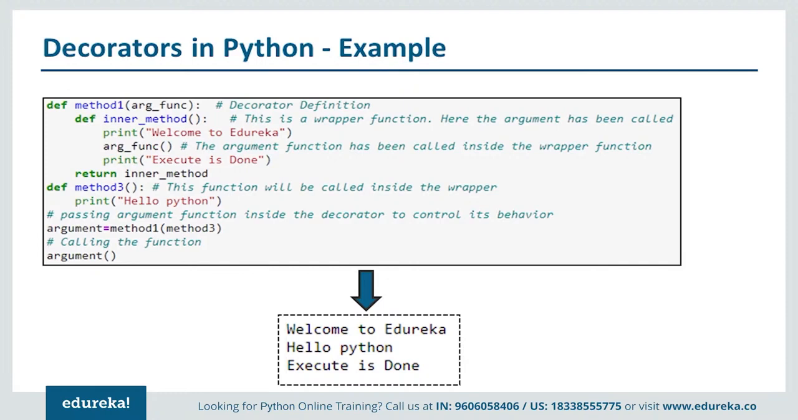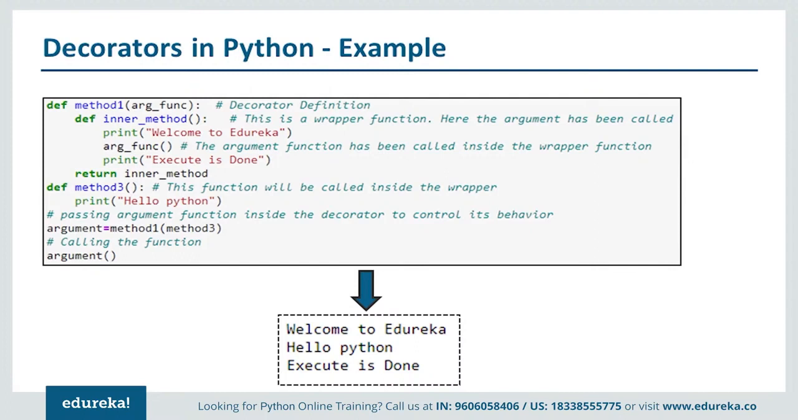Now in this case, we have a method called method 1, in which we are giving a particular argument as a function. We have an inner method over here which is printing welcome to Edureka, and we are calling the function called arg_func, and then we are printing execute is done. So between the welcome to Edureka and the execute is done, we are running a function which is passed as an argument. So you can see that method 1 is being given an argument called function.